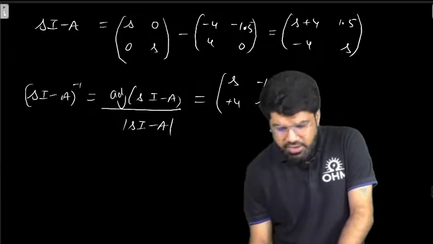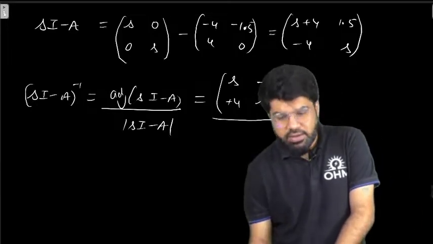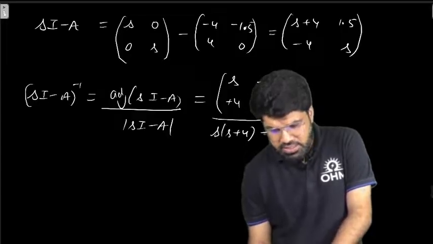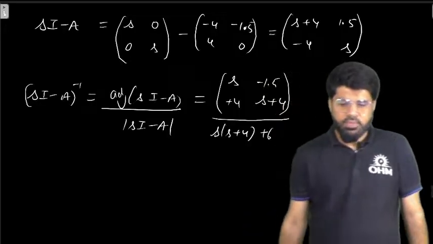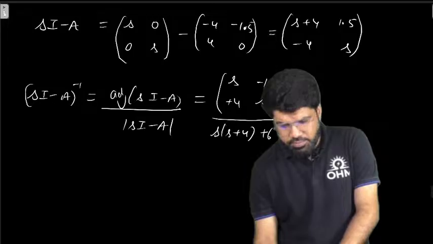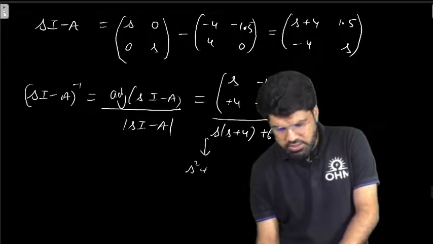Divided by the determinant. Determinant of the matrix: cross multiply, (s plus 4) minus (minus) plus 6. So this is (sI minus A) whole inverse. This is the phi(s) term. The denominator can further be simplified. This becomes s square plus 4s plus 6.